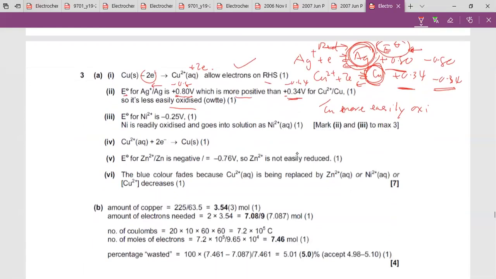You quote the E naught for nickel, which is negative. This is the original one, which means Ni2+ + 2e- to Ni is negative 0.25. But this is for going forward; going backwards means it's positive 0.25. So it's more easily oxidized than your copper, and it goes into the solution. But they quote the E naught as negative, the original one, but actually it is positive 0.25. Understand? Okay, next one.